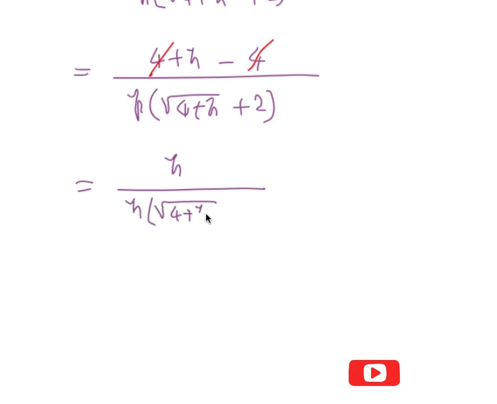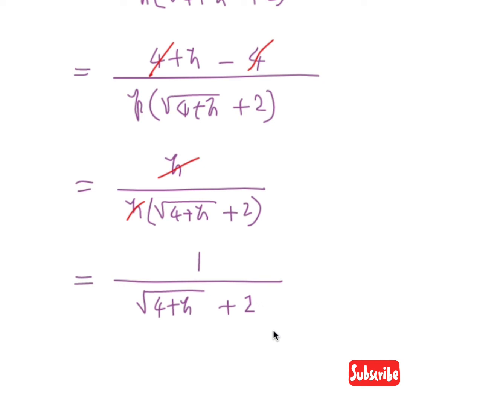And can you check their common factor in numerator and denominator? Yes, you are correct. h is a common factor, so we can cancel it out. So 1 upon square root of 4 plus h plus 2. And this is the answer.